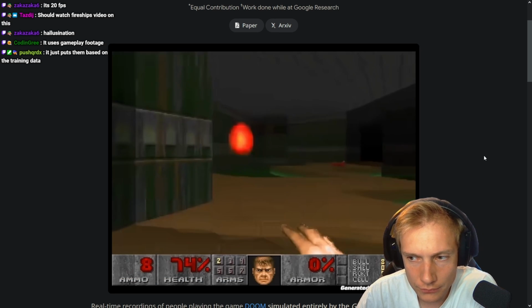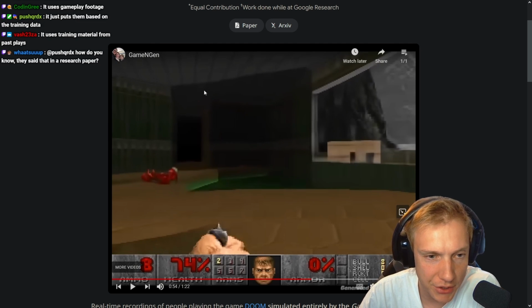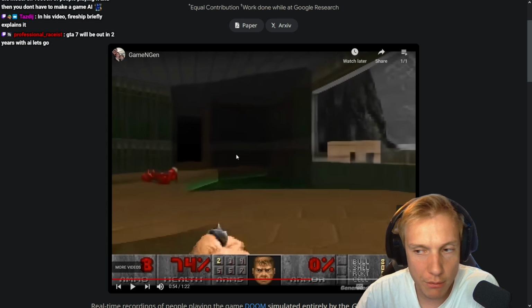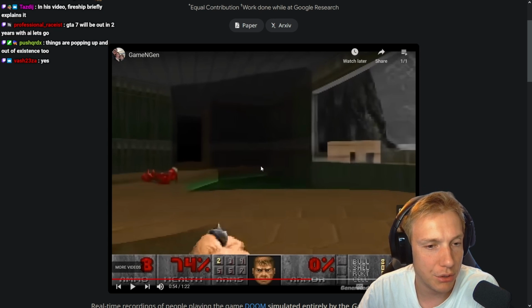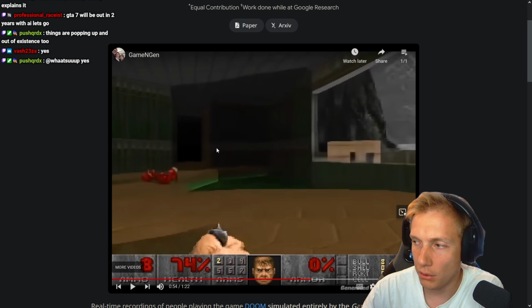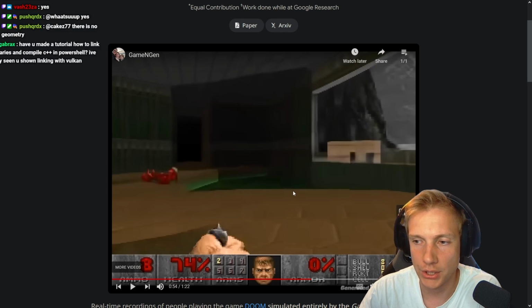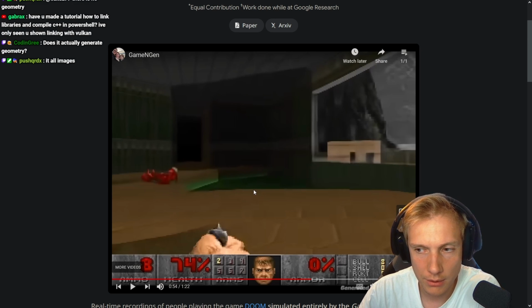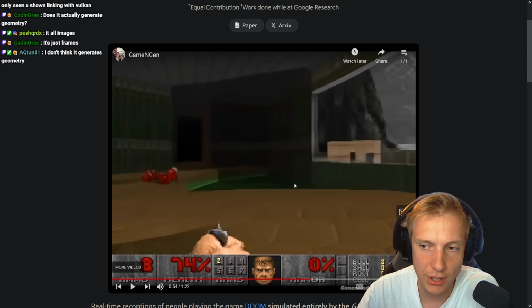Okay. It uses gameplay footage. So essentially it recreates the level based on the gameplay footage and then generates the geometry in real time. But why would it not just generate the geometry once and then create an executable? I don't understand that, because it ultimately makes this less efficient, because it has to keep generating it all the time. There is no geometry. It's all images. So it generates the images in real time. It's just frames. Okay, so it's just generating frames. Okay, I see.